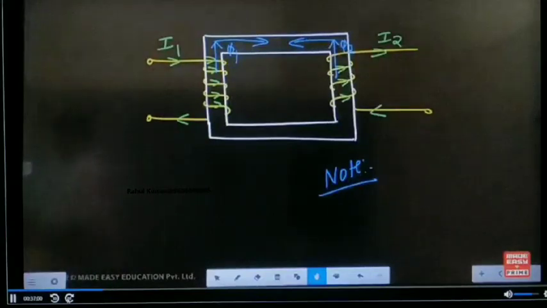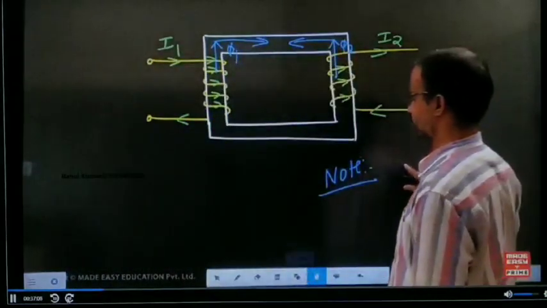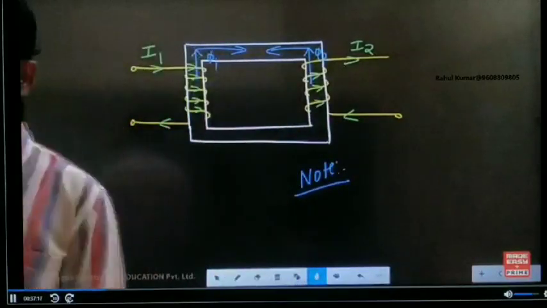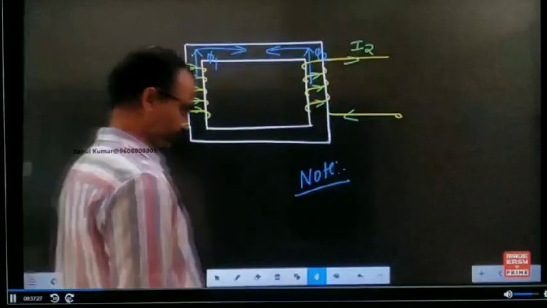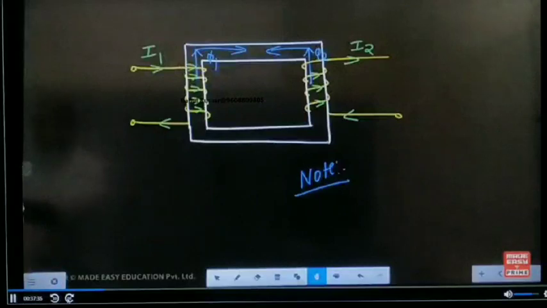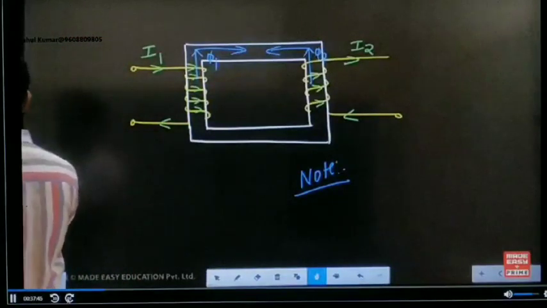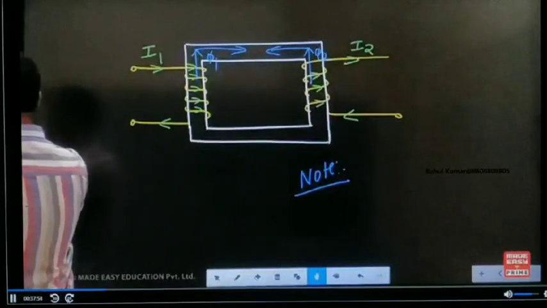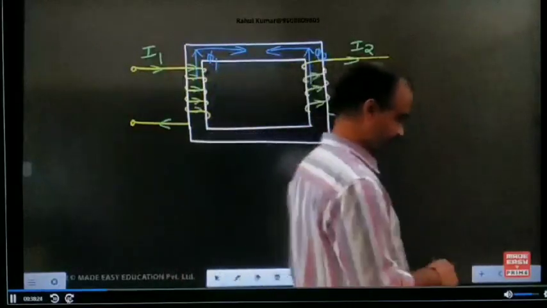Write the note. When the fluxes of the two inductors are completing the closure path in the opposite direction, the sign of the mutual induced voltage is opposite to the sign of the self-induced voltage.